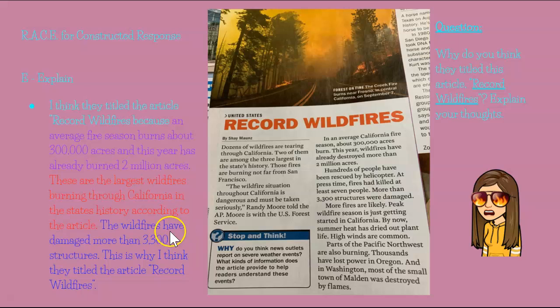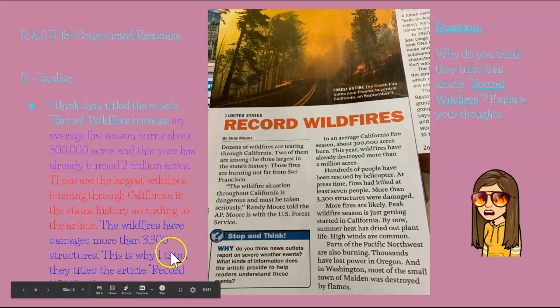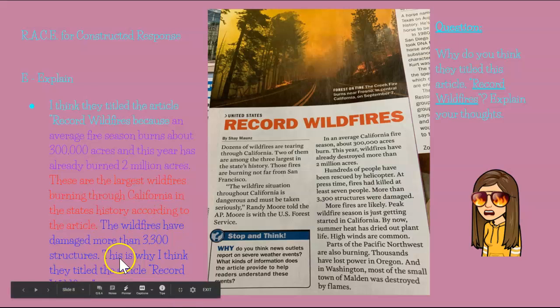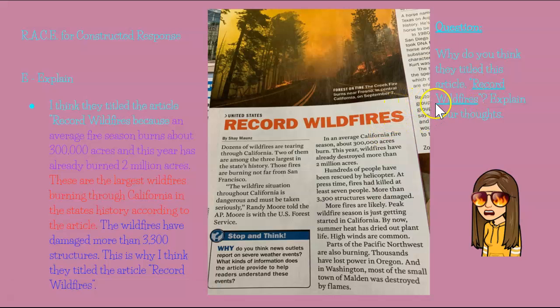The wildfires have damaged more than 3,300 structures. This is why I think they titled the article Record Wildfires. Again, did I go back to the question? I did, and it helps me explain why I think they called it Record Wildfires. I'm still going to call it that, sorry. So, Record Wildfires.